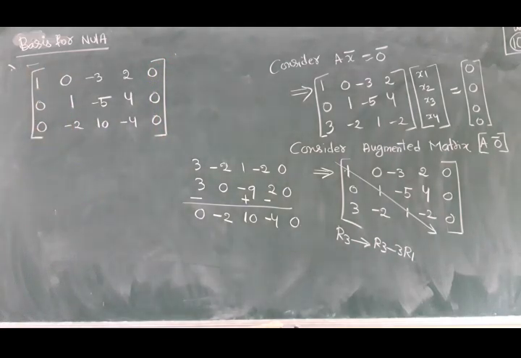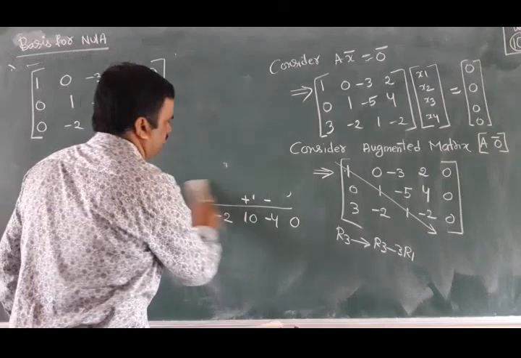Third row is 0, minus 2, 10, minus 4, 0. And now next, again I have to make this position as 0, minus 2 position. So R3 implies R3, with the help of 1 we have to make it. R3 implies R3 plus 2R2. Now I have to keep the first row and second row as they are, right?